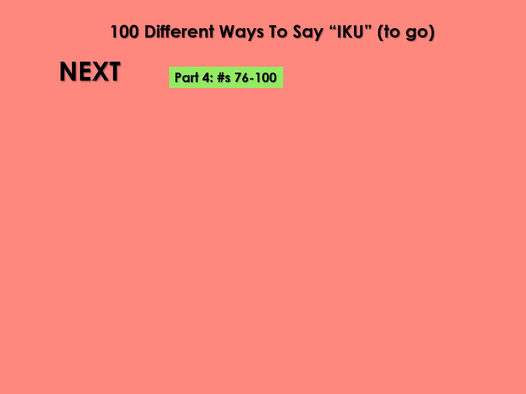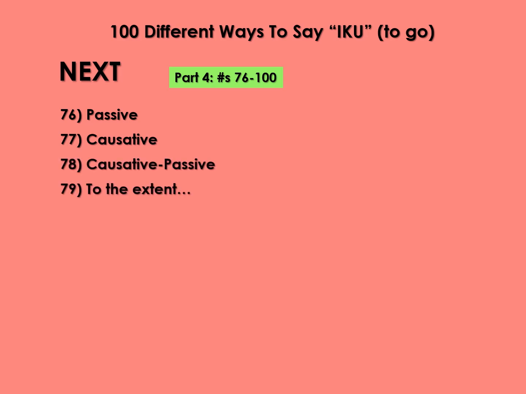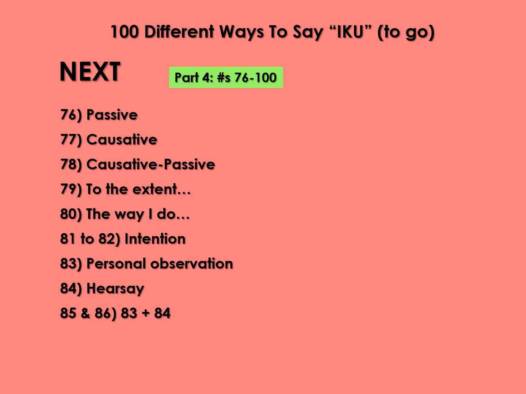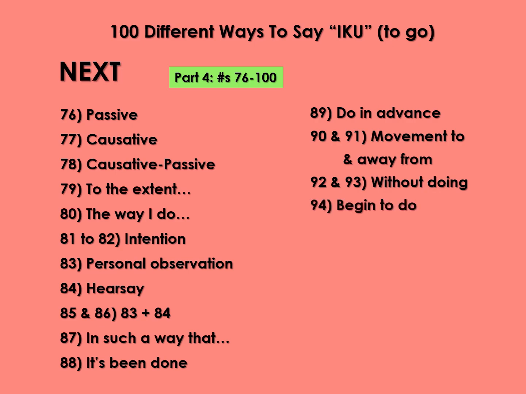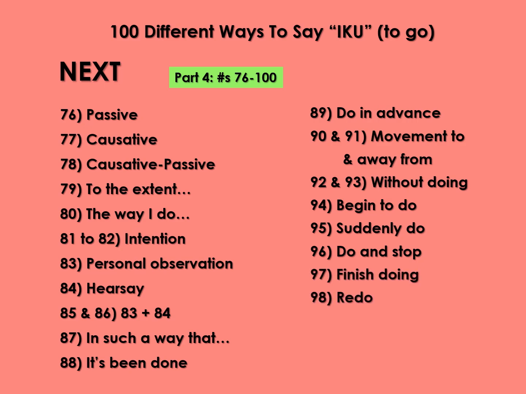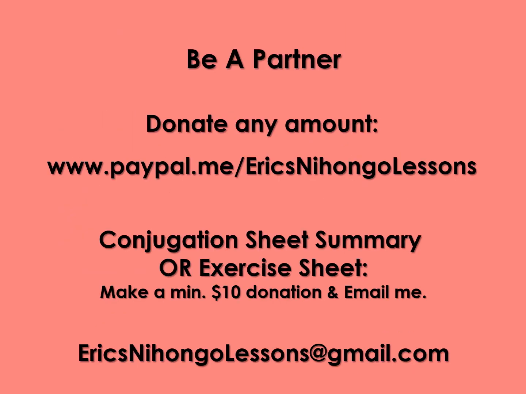In the next video, we tackle the last 25 conjugations, numbers 76 to 100. The passive tense, causative tense, the causative passive tense, expressing extent, the way I do, intention, personal observation and hearsay, in such a way that, it's been done, to do in advance, movement to and away from, without doing, begin to do, suddenly do and stop, finish doing, redo, do completely, and cannot do completely.